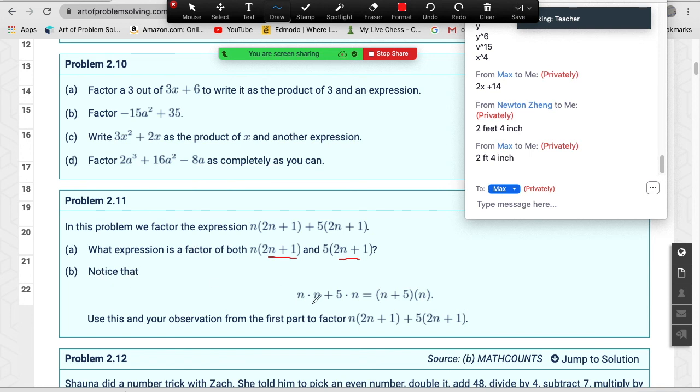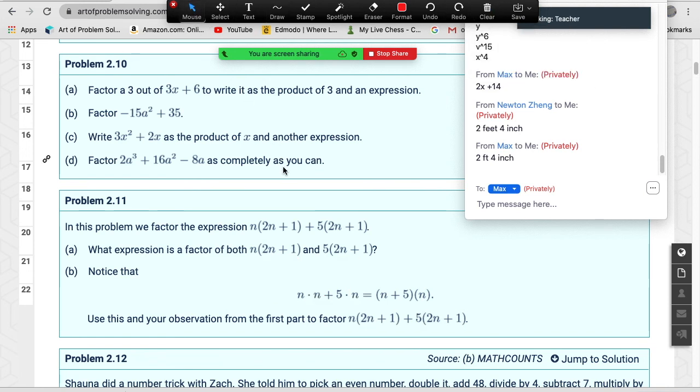Then notice that this one, they take the n out, right? They ask you n times n plus 5 times n. You can find there is the common factor n here. Take n out, you get n plus 5 times n. Okay, use this and your observation from the first part to factor this. Actually, we already factored this one. You take 2n plus 1 out, then have n plus 5 left. So actually we already did that.